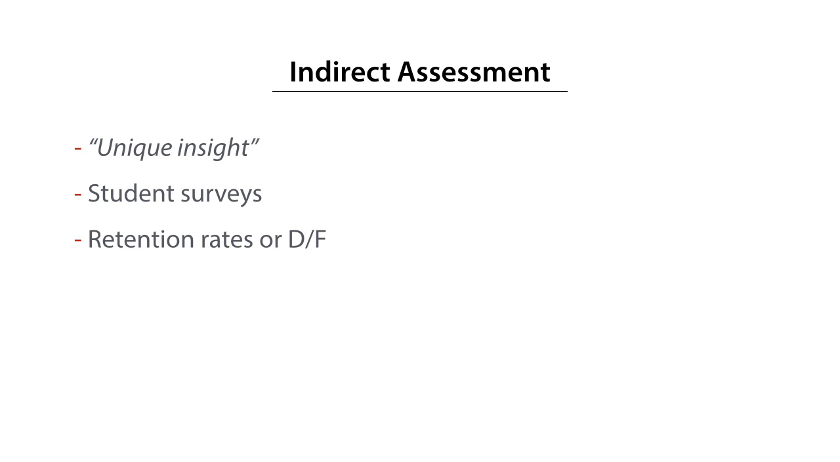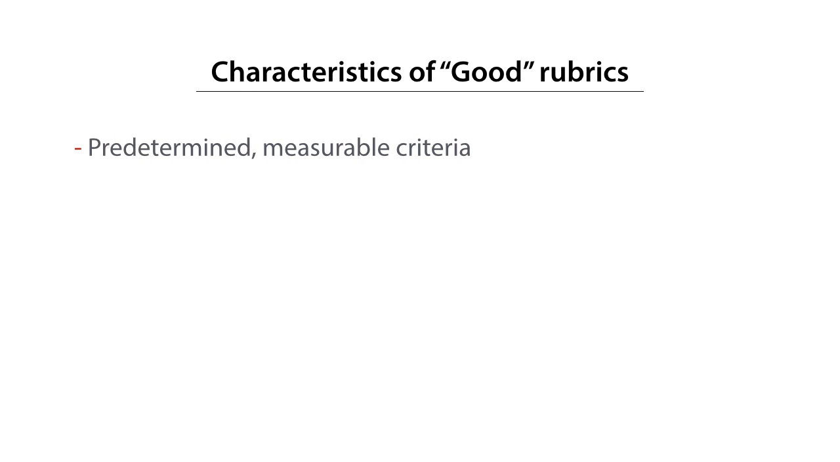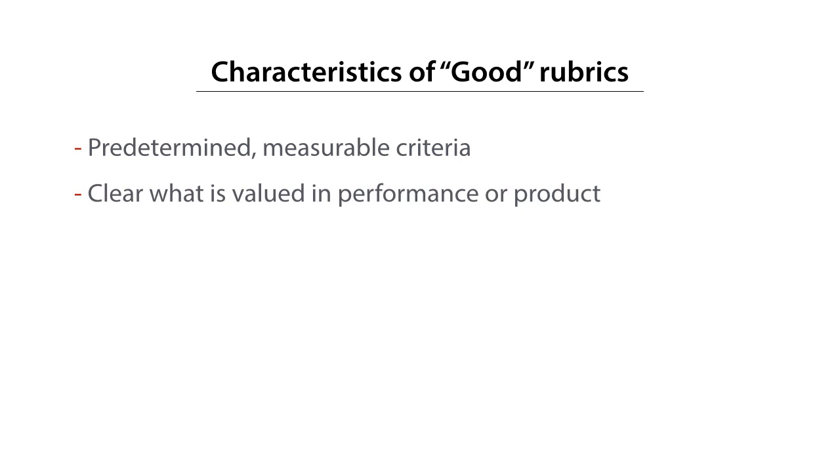Within direct assessment, we have a lot of products that people create, but it's very hard to sort of quantify with a single number. So people have developed this idea of rubrics, which are descriptive guides to helping you score things. And rubrics really need to have very specific and measurable criteria that we predetermine, that we tell our students about up front so they know what they're going to be measured on. We need to make it clear what about those criteria is being valued in the performance or product. And we need to really be very specific about the different levels of achievement.